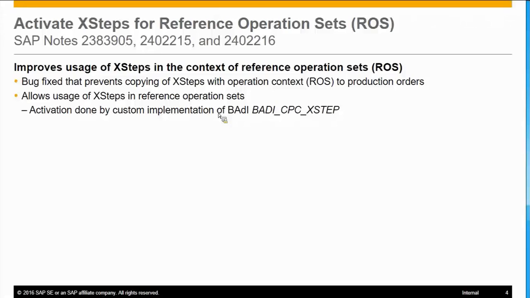Gets aware of this, our tiny little ice cube in the GUI status bar. But the activation of this functionality is quite easy to achieve. You only have to create a custom implementation of the BAdI. You could inherit the content of the sample fallback class that we ship and just override one method that then activates the XStep functionality for the reference operation sets. It's also described in the SAP notes.